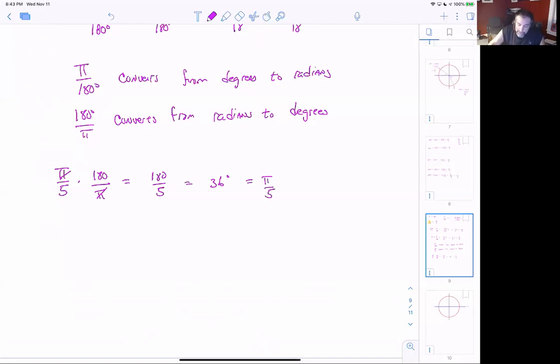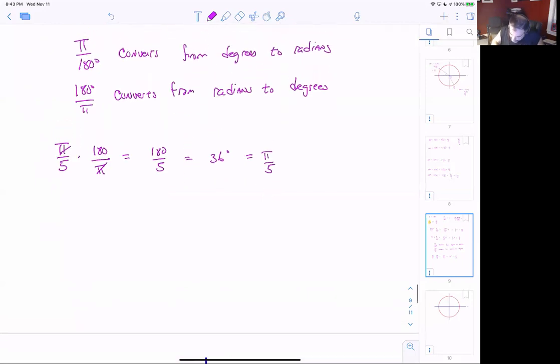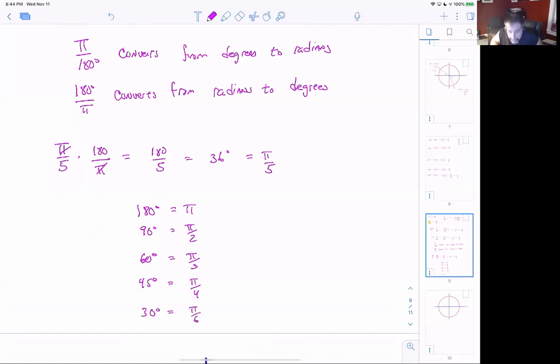So for the homework on this section, you're going to be asked to draw these angles where they belong, and convert from radians to degrees or degrees to radians. Again, I'm just going to write this one more time. I really think the key to this is understanding 180 degrees is pi, and now using your special angles. 90 degrees is half of 180, it's half of pi. 60 degrees is 1/3 of 180, it's pi over 3. 45 degrees is 1/4 of 180, it's pi over 4. And then 30 degrees is 1/6 of 180, so it's pi over 6.